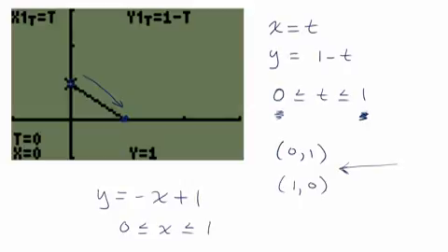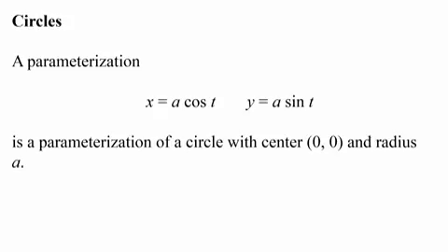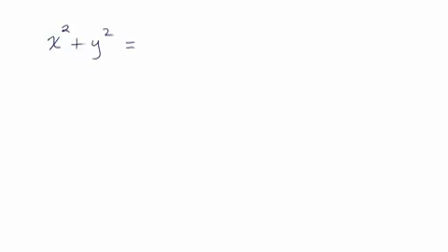Some relations have parameterizations that can be standardized. Let's look at 2 of these. Circles. A parameterization x equals a cosine t, y equals a sine t, is a parameterization of a circle with center located at 0, 0 and radius a. We can prove this by showing that x squared plus y squared equals the same thing as, substituting in for x, a cosine t, substituting in for y, a sine t.